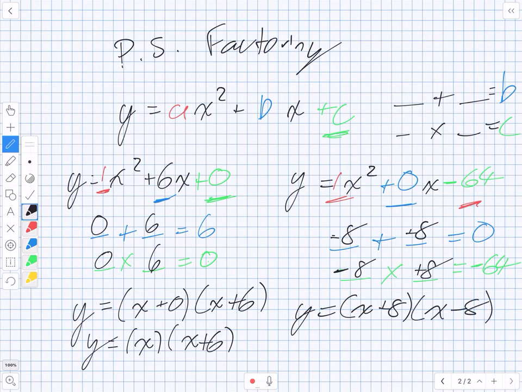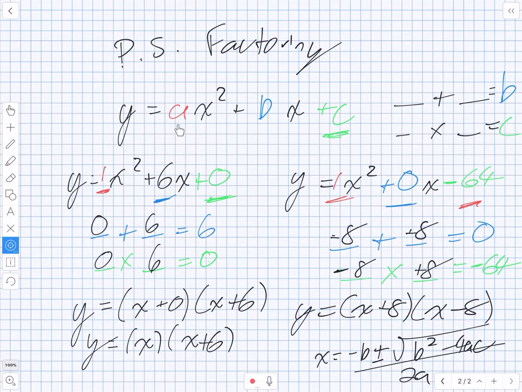So even though we had those special shortcuts on the other side, we can do this as product sum. And finally, we could technically have put all of this into the quadratic formula: negative b plus or minus the root of b squared minus 4ac, over 2a. We found an a value, it's 1, b value is 6, c value is 0. Plug them all in, you'll get your x's. Same here. a value is 1, b value is 0 in this case, c value is negative 64. Plug it in and that works.